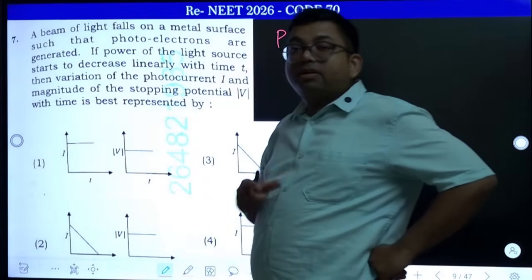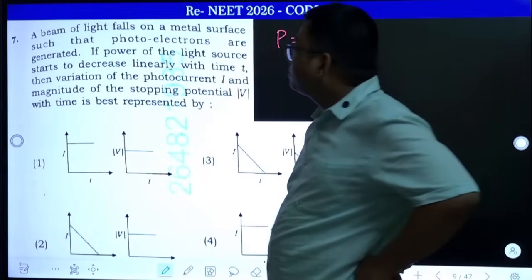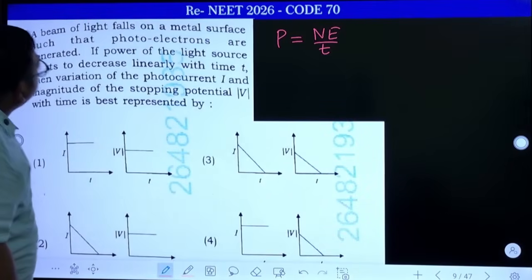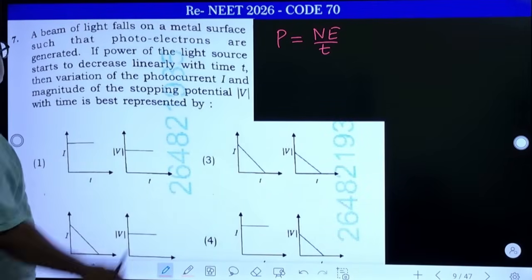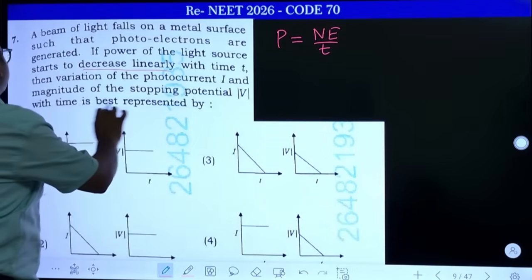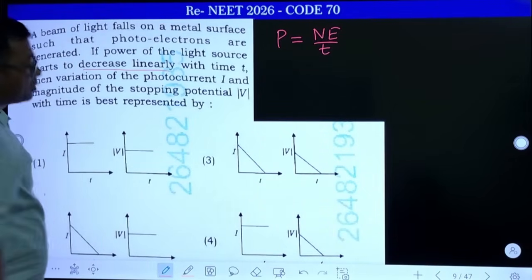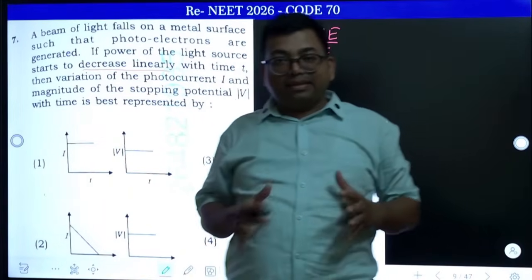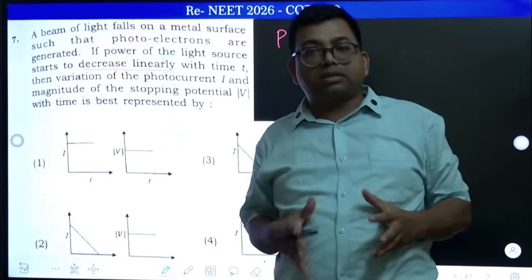So that can be a confusing question definitely, right? The beam of light falls on a metal surface so that photoelectrons are generated. The power of the light source starts to decrease linearly with time, then what is the variation of photocurrent I and the magnitude of stopping voltage? So see, first we think about, suppose the number of photons per second decreases, right? Number of photons per second decreases.